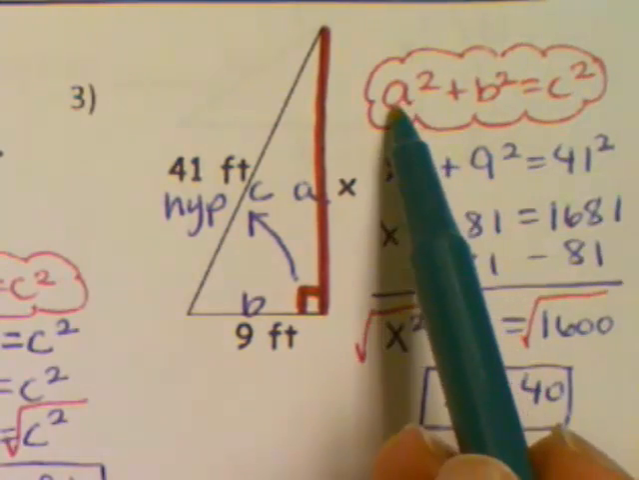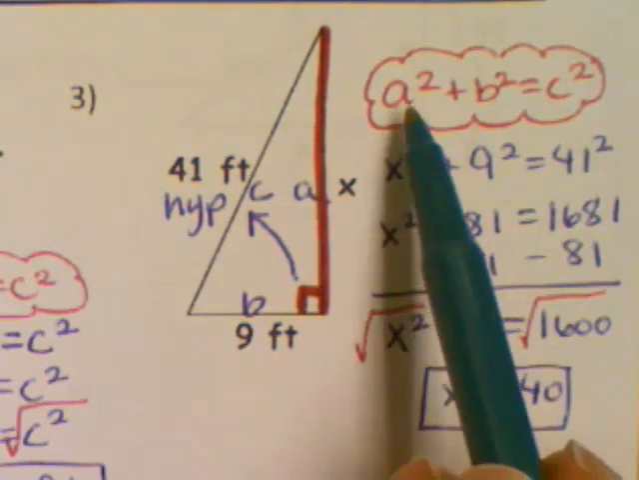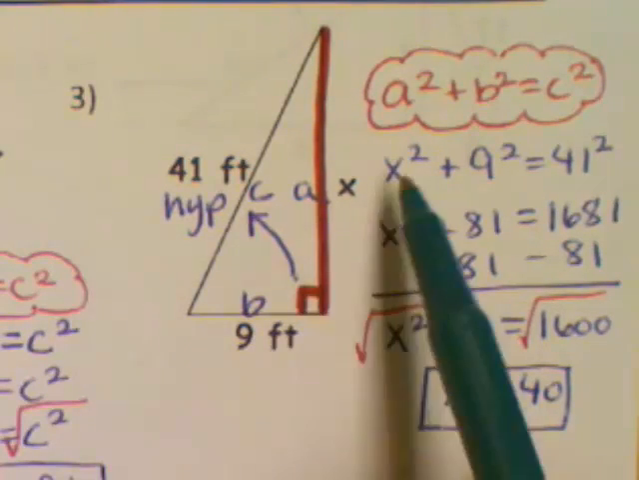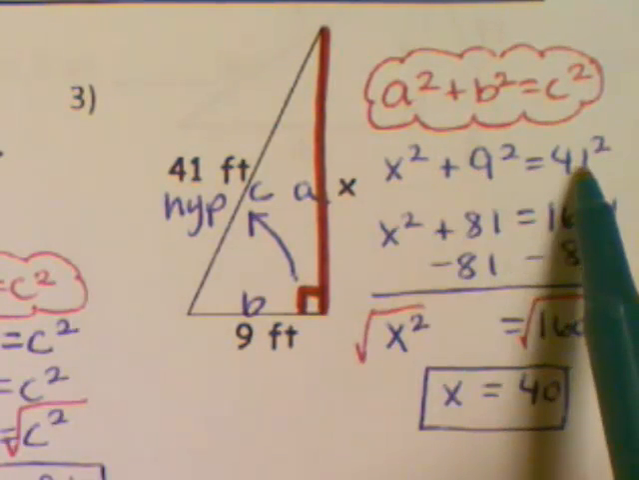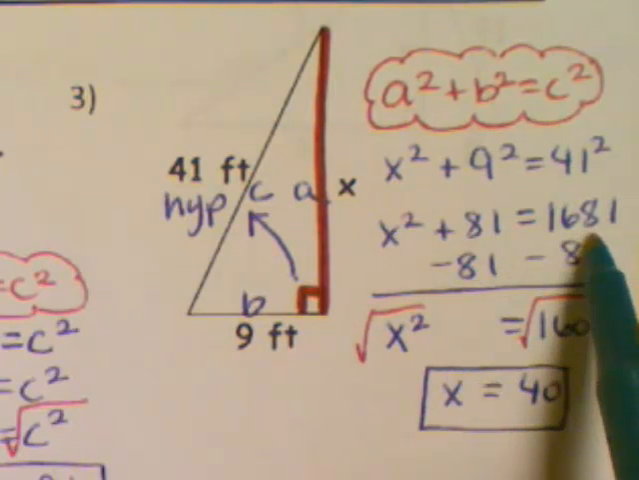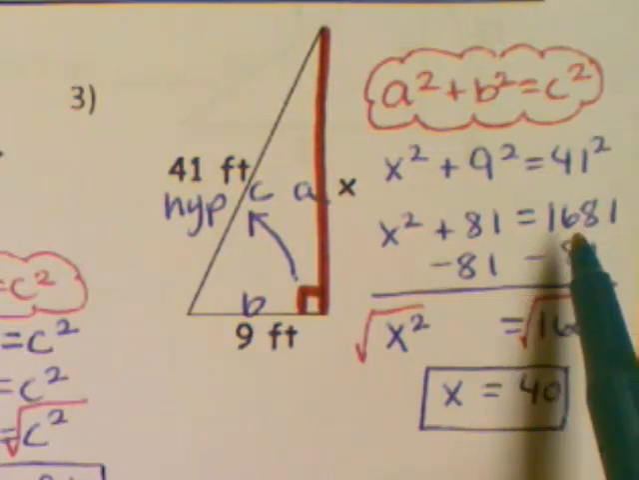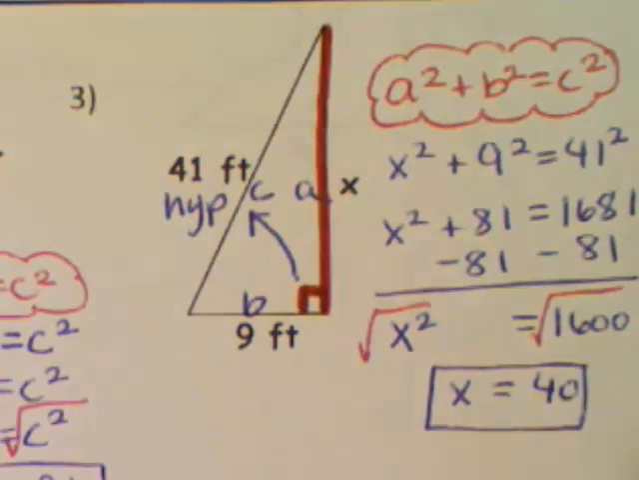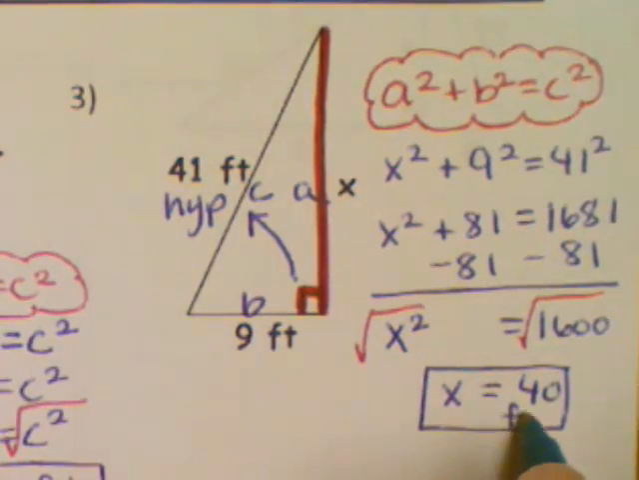So then I wrote out my Pythagorean theorem, and I substituted. My A was here, yours might have been here, that's okay. So we get x squared plus 9 squared is 41 squared. I squared 9 and 41, I used a calculator. I subtracted 81 from both sides, and then I square rooted 1600, and so then we end up with 40 feet.